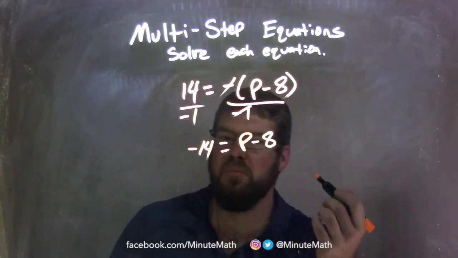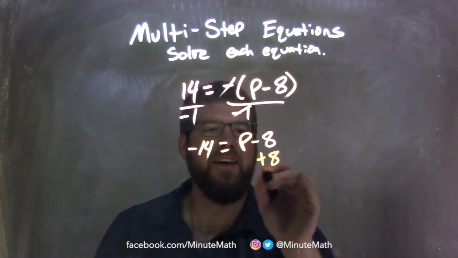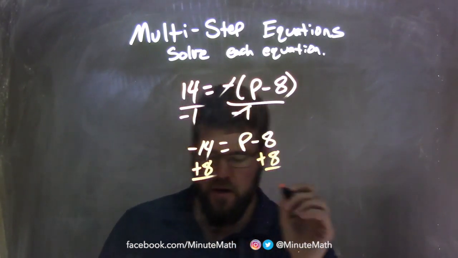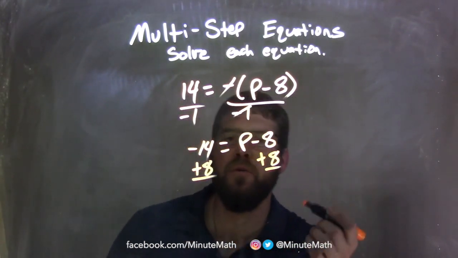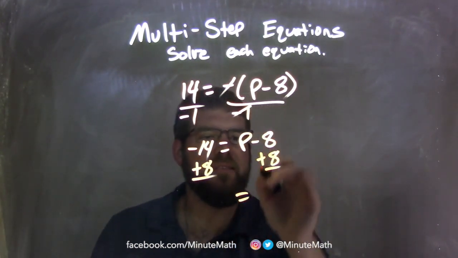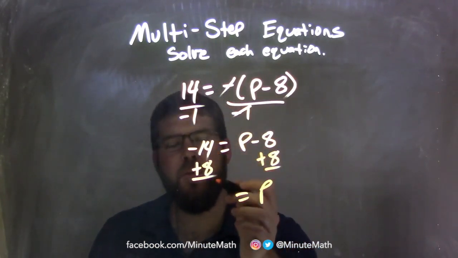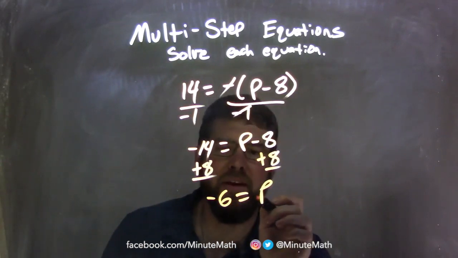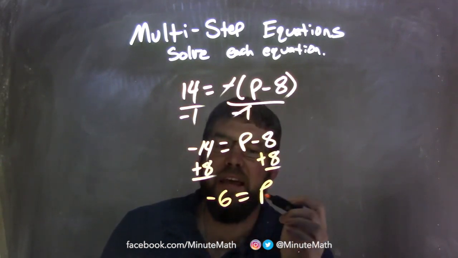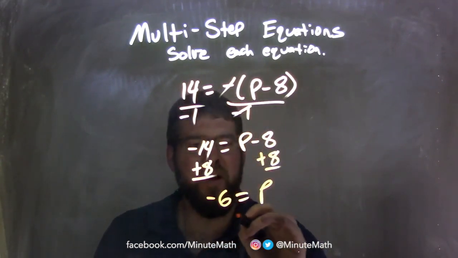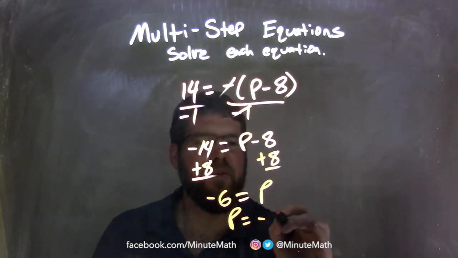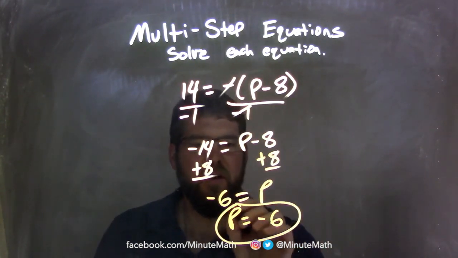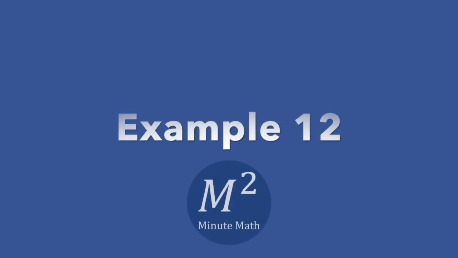So now it becomes pretty simple, right? I just have to add an 8 to both sides. By doing so, the 8's cancel here, leaving a p, and negative 14 plus 8 is a negative 6. So negative 6 equals p. I can rearrange it with the p first, so p equals a negative 6, and that is my final answer.